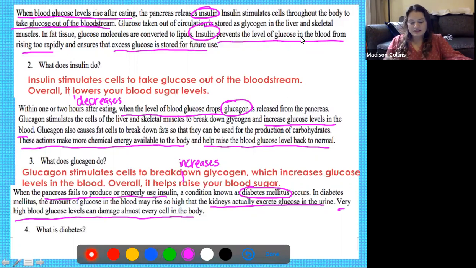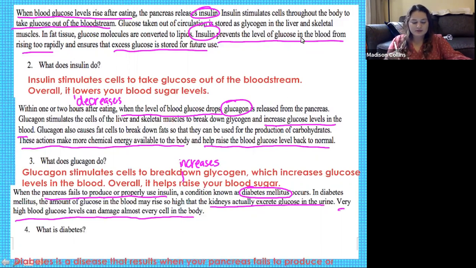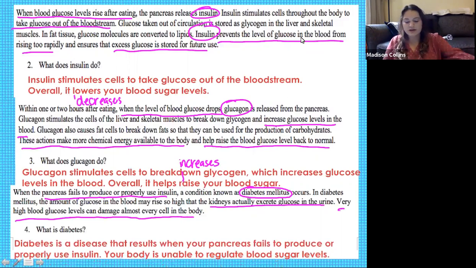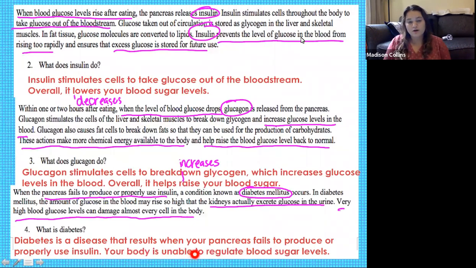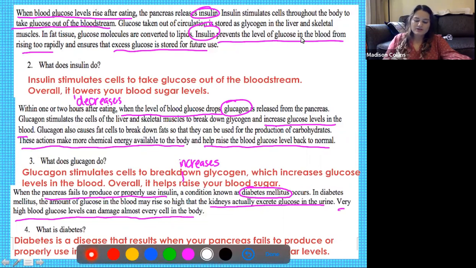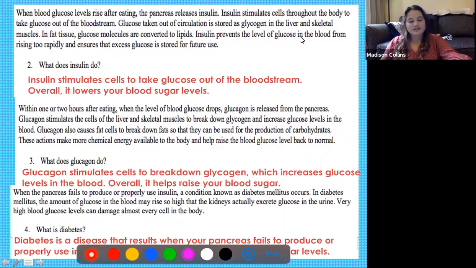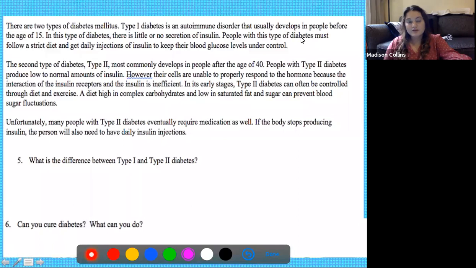So what exactly is diabetes? Well, diabetes is a disease that results when your pancreas fails to produce or properly use insulin. And with this disease, your body is unable to regulate blood sugar levels. Okay. Now we're going to learn a little bit more about the two different types of diabetes. So there are two types of diabetes mellitus.